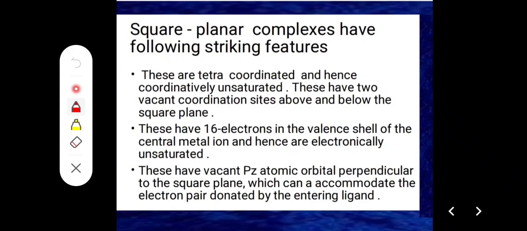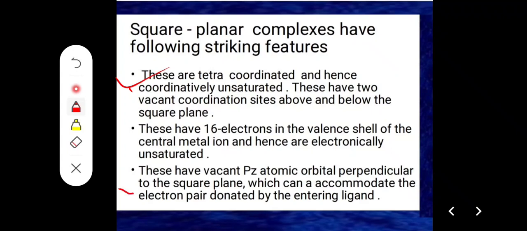Now square planar complexes have the following striking features. First, these are tetracoordinated, coordination number 4, and hence coordinately unsaturated. Unsaturated means they have extra place. These have 2 vacant coordination sites above and below the square plane, so they are able to perform an associative mechanism. These have 16 electrons in the valence shell of the central metal ion, hence are electronically unsaturated, because 18 electrons is the most favorable and most stable configuration.